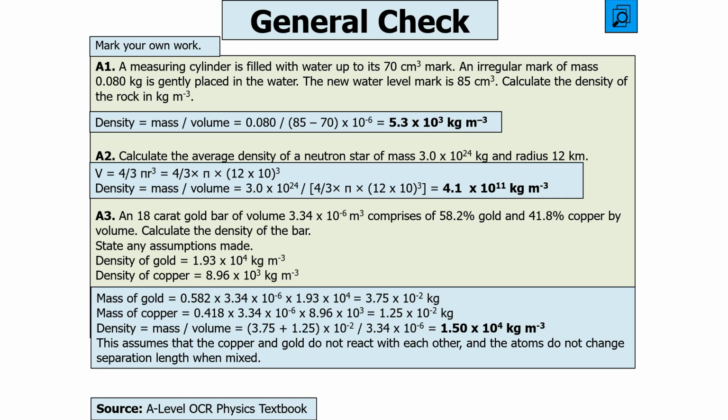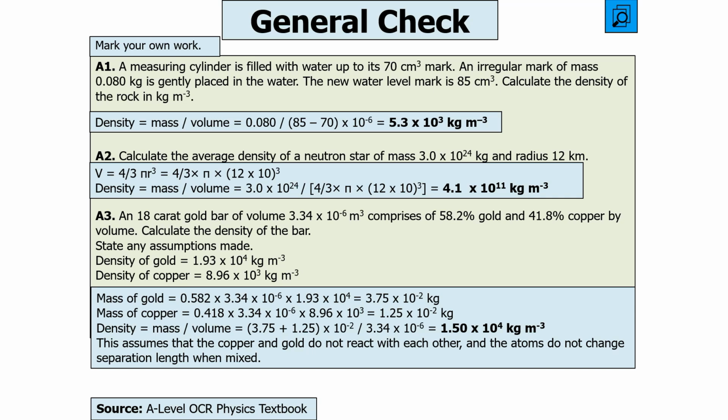So the density is the overall mass divided by the overall volume. We add the two masses together to get the overall mass. We then divide it by the total volume given in the question, and we get 1.50 times 10 to the 4 kilograms per meter cubed. Now this does assume that there's no chemical reaction taking place and the average separation between the atoms doesn't change when the materials are mixed with each other.